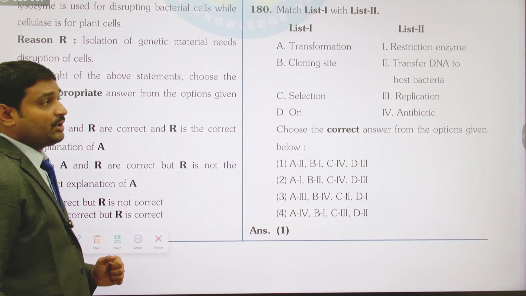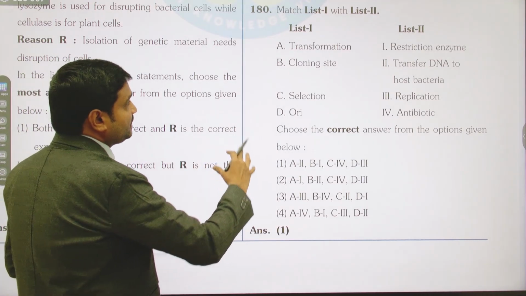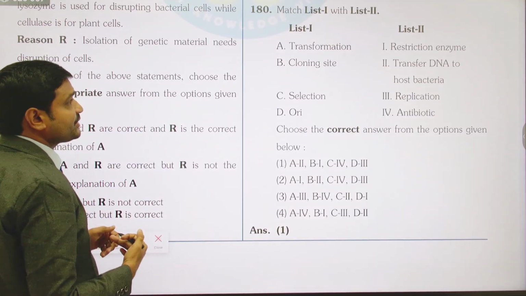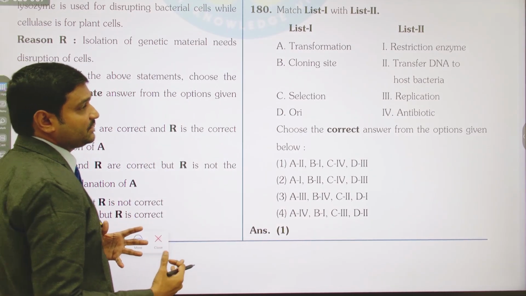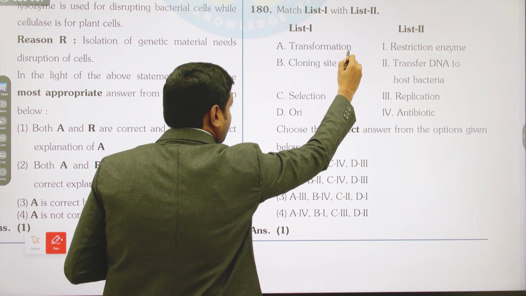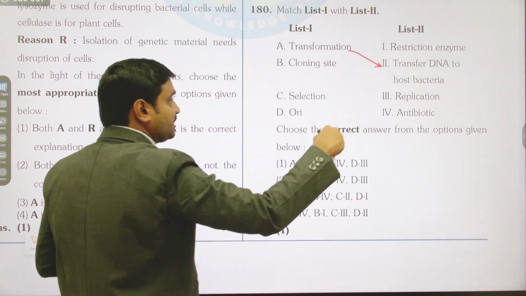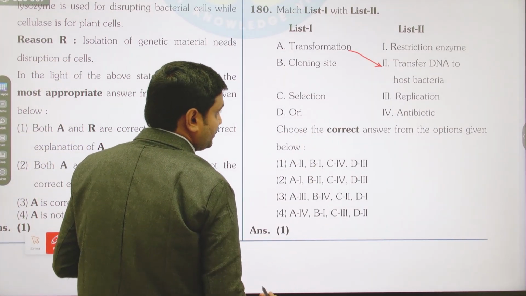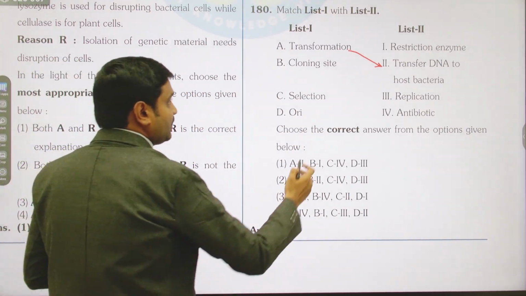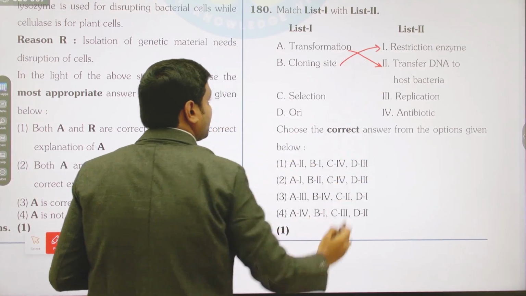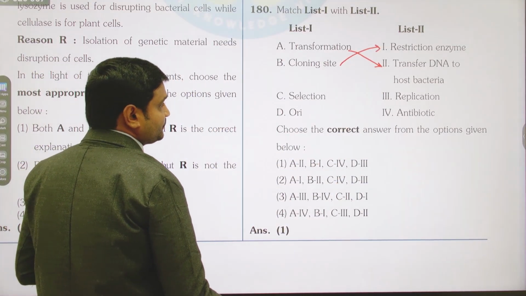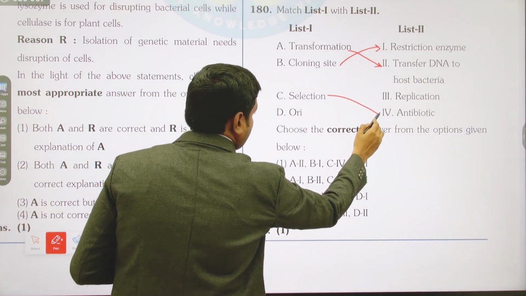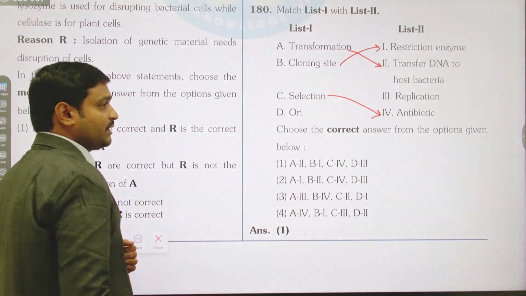Next, biotechnology principles and processes. Here different terms are given in list 1 and list 2, so let us match them. Transformation is nothing but the process of transfer of DNA into bacteria. Then cloning site: cloning sites can be related to restriction enzymes. And selection: selection can be done by antibiotic resistance, so we go for antibiotic.